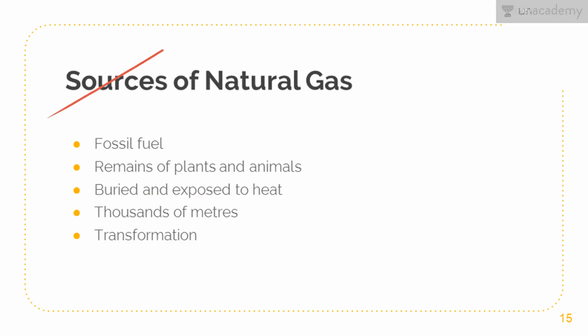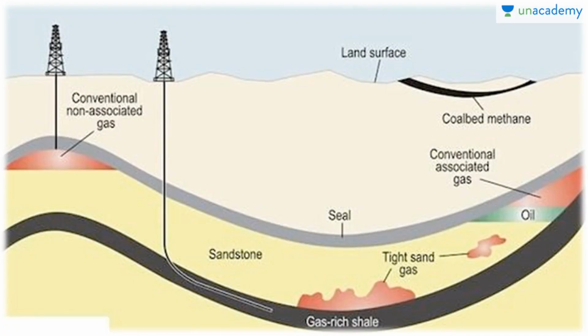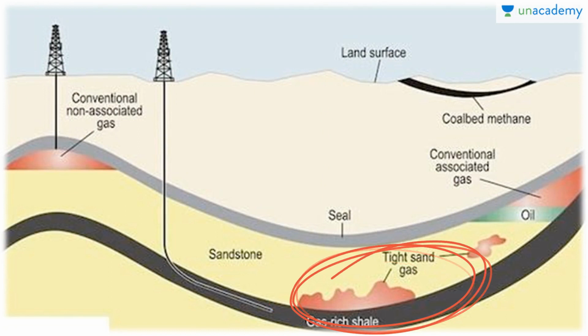Natural gas is a fossil fuel, which means it originates from the remains of plants and animals that lived many millions of years ago. These remains were buried and exposed to heat as a result of being highly compressed underneath thousands of meters of soil and rock. These forces transformed the once living organisms into gas. This is how natural gas is obtained, and it is given to power production. And you can see here the gas rich shale or the oil shale.